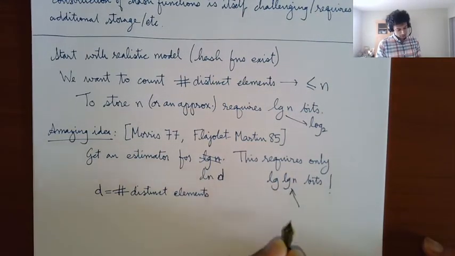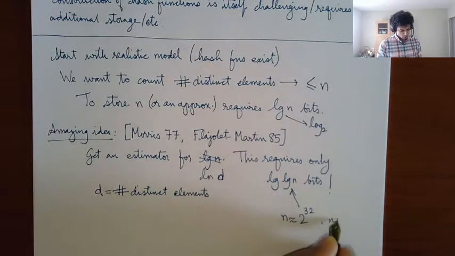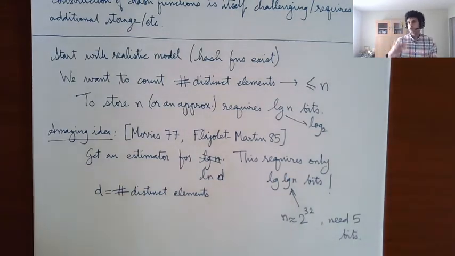This is saying that if n was 2 to the 32, which is billions, you only need something like 5 bits. Of course, this is going to give an approximation, but it's only a 5-bit sort of storage.